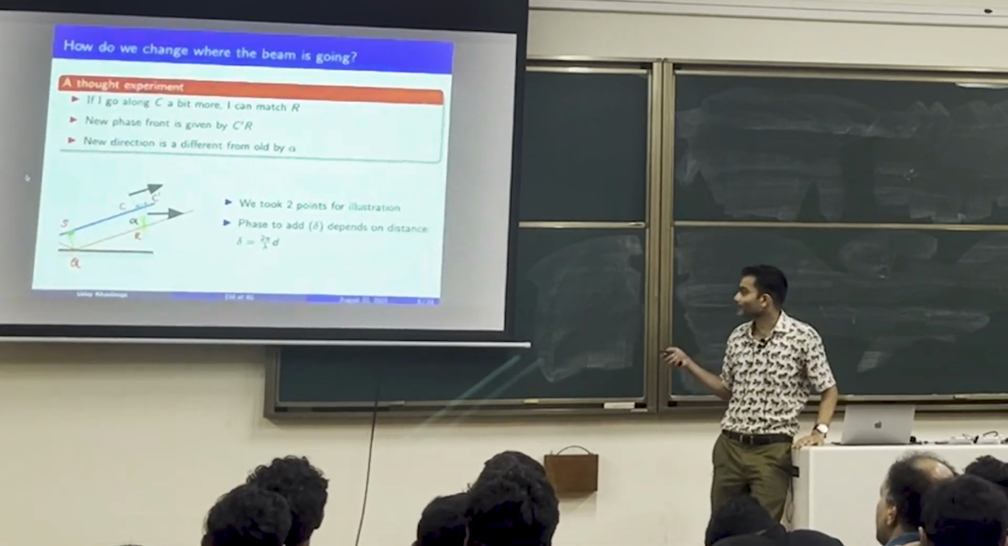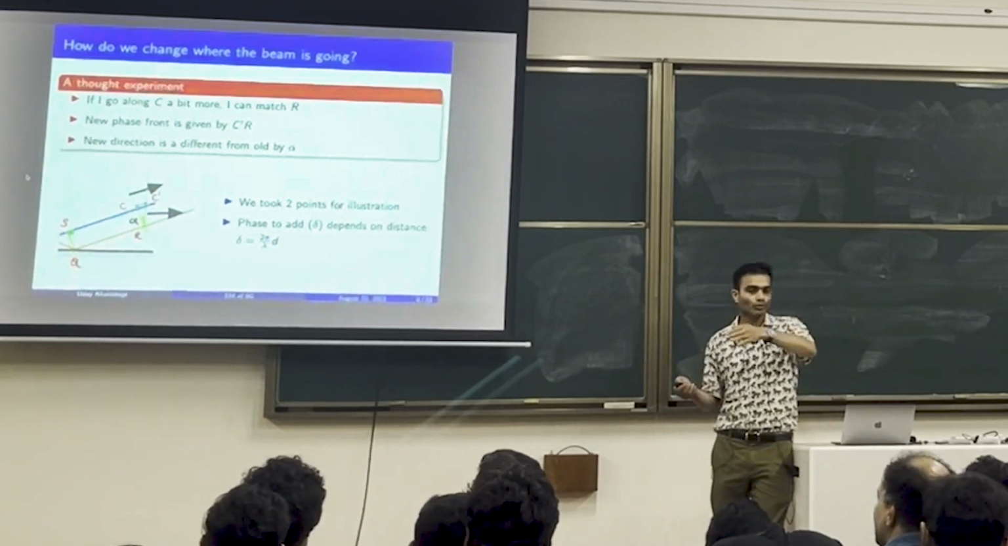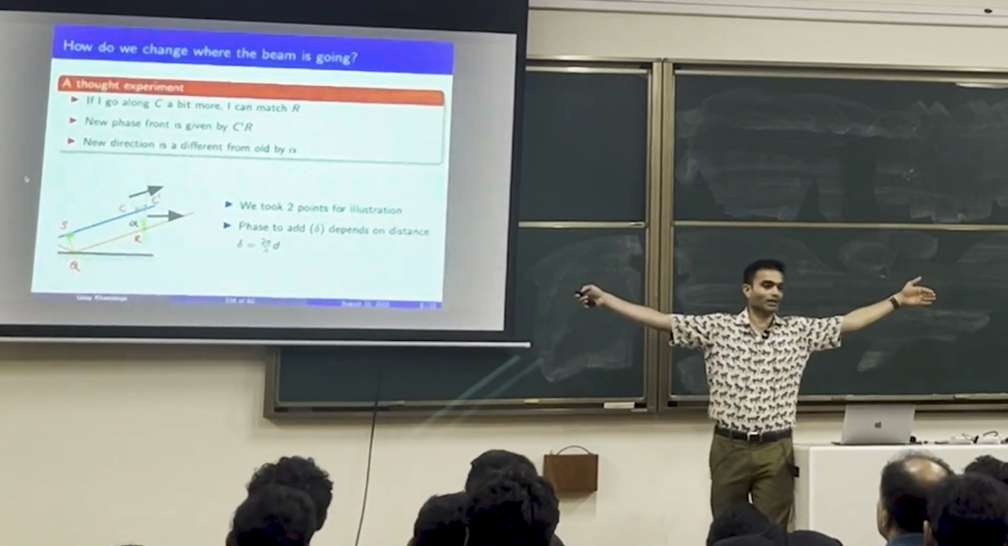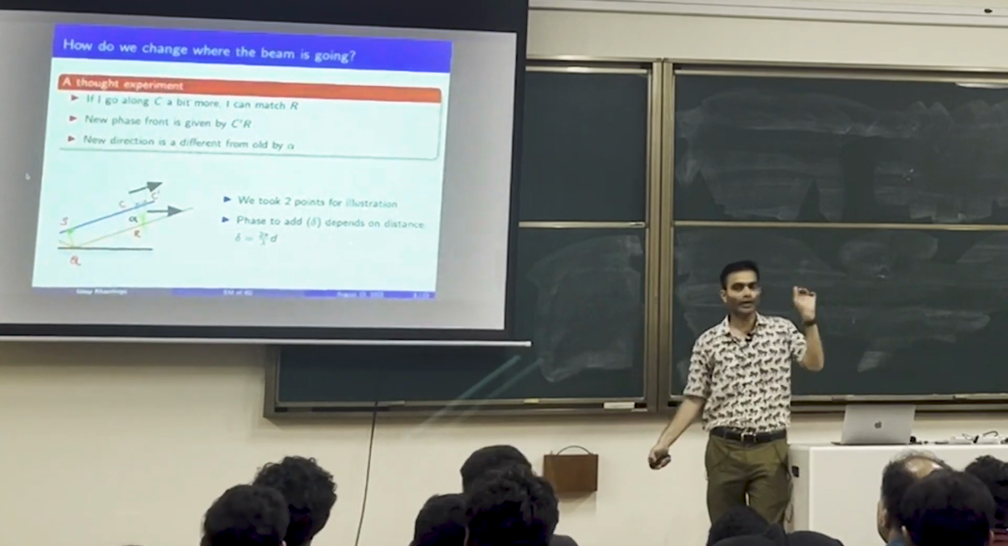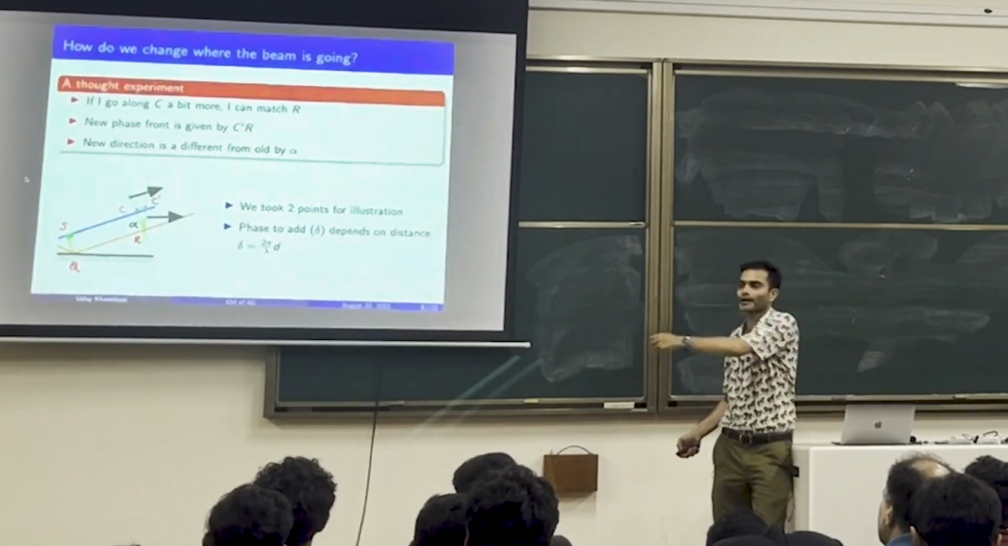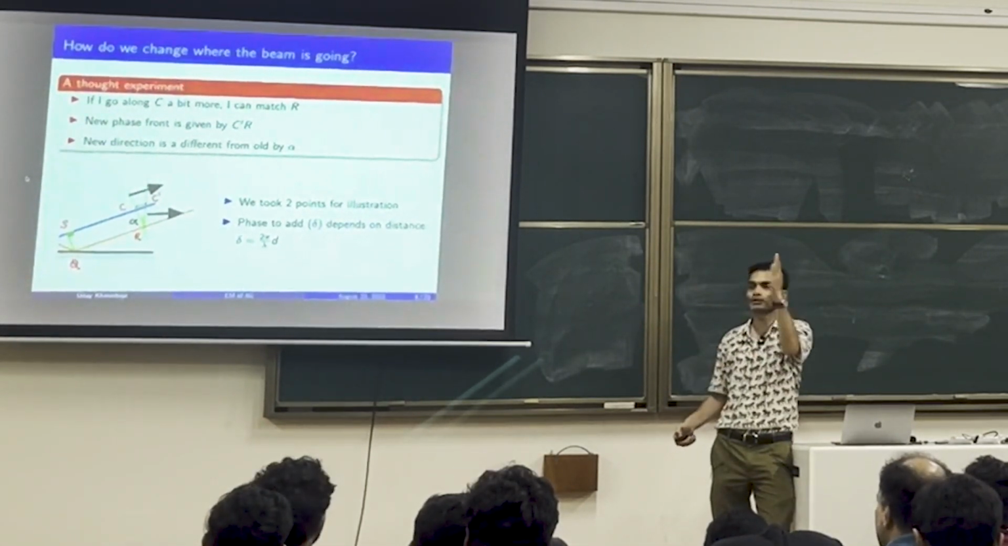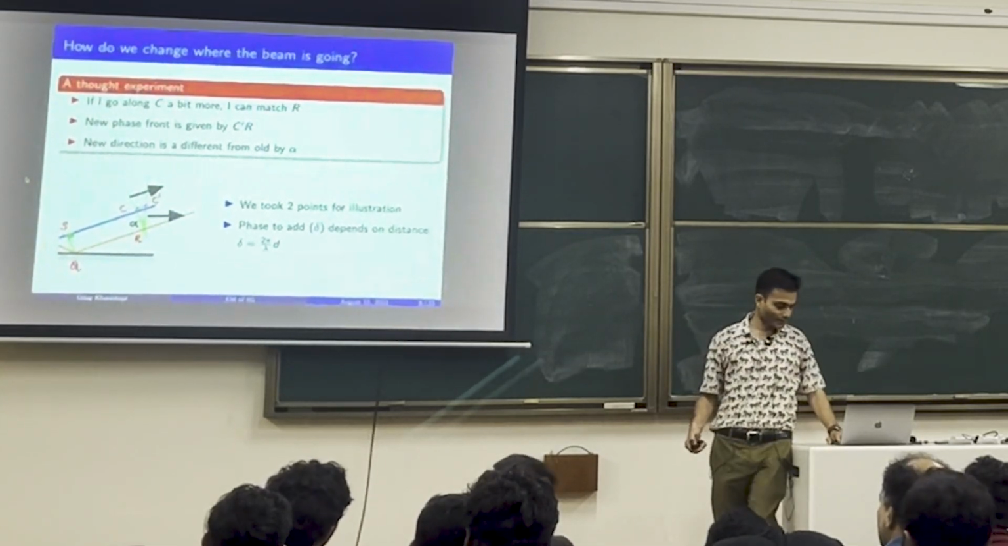So in this explanation, I simply took two points, B and Q. You can imagine doing this over a large surface as well. The concept is going to be the same. I need to control how much phase I add at each point so that I can move the beam wherever I want. That's the basic idea.